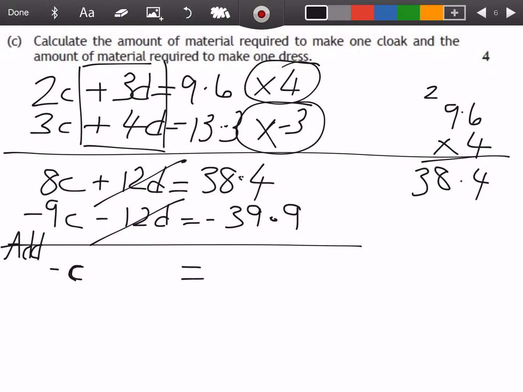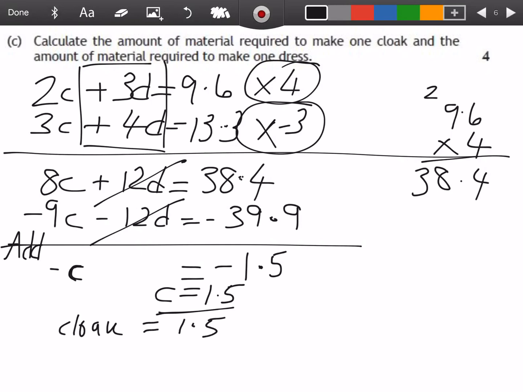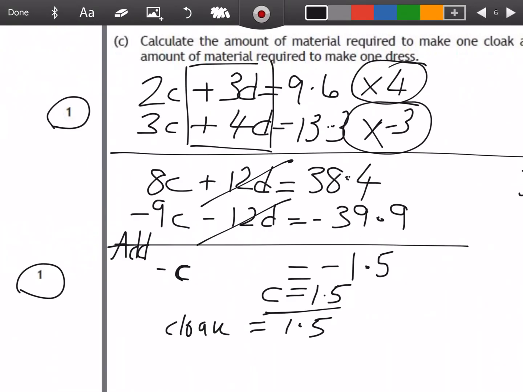Now we're going to add up these two. Negative 39.9 add 38.4, or the difference between them would be negative 1.5. So we've got negative C is negative 1.5, therefore C is just 1.5. Now remember what C actually means. C is the amount of material to make a cloak. So a cloak would be 1.5 what? I don't know, is it square metres? 1.5 square metres.